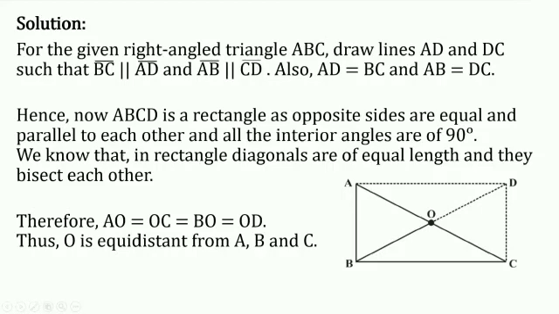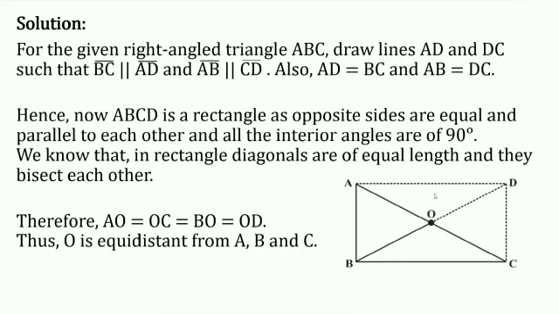Now recall the properties of a rectangle, that the diagonals of a rectangle are of equal length. That means BD, which is one of the diagonals, and AC is the other one. So we can say that AC is equal to BD because ABCD is a rectangle.